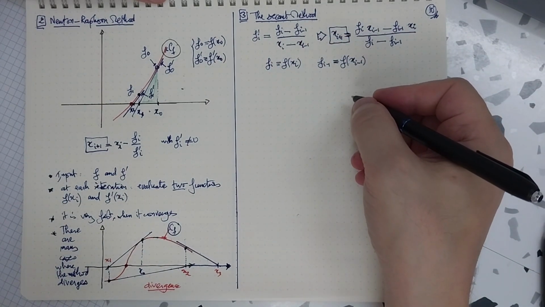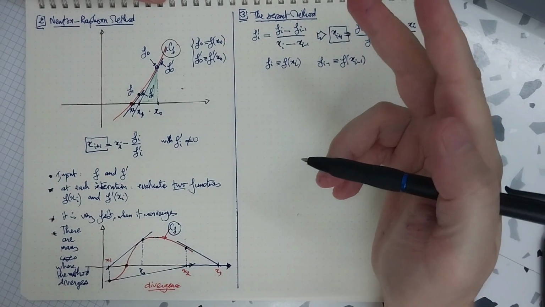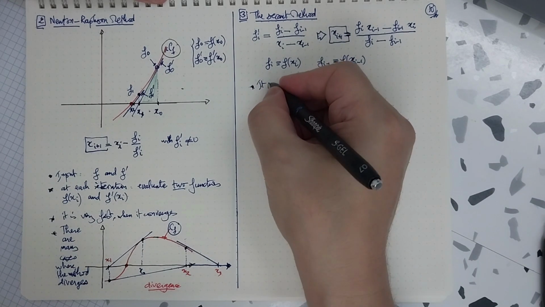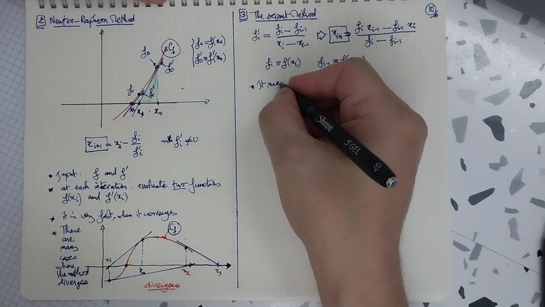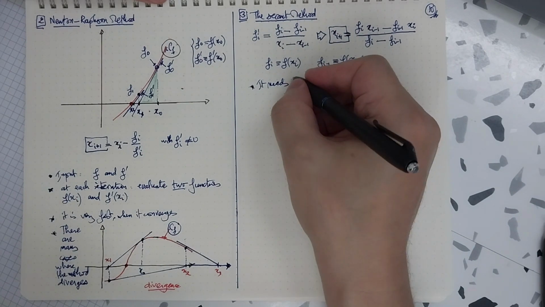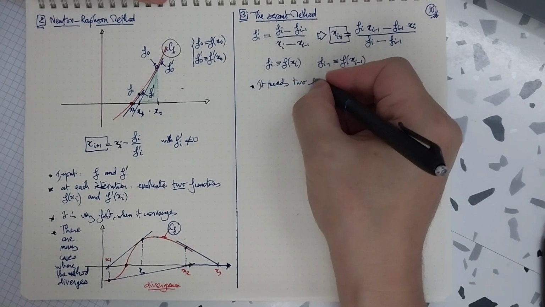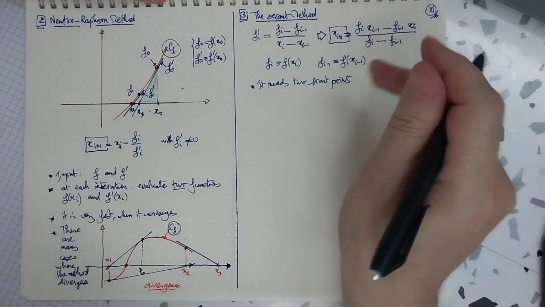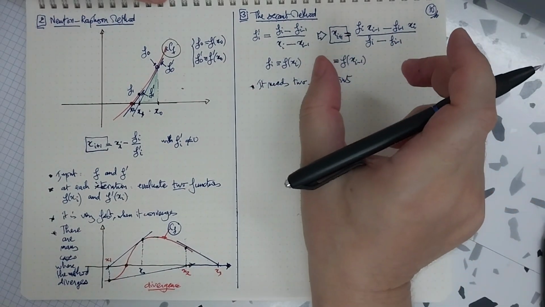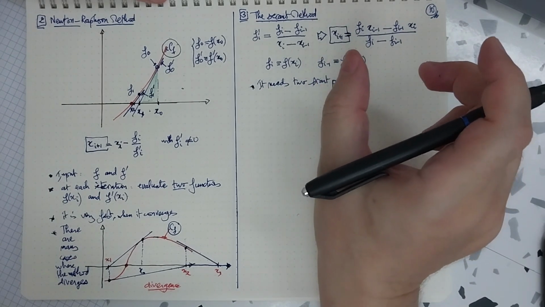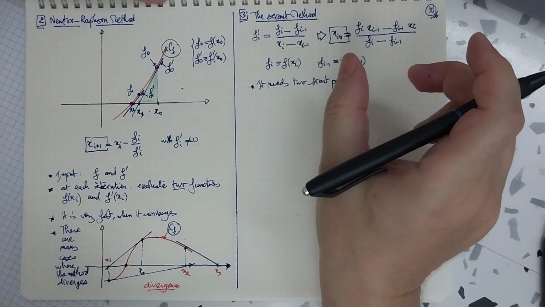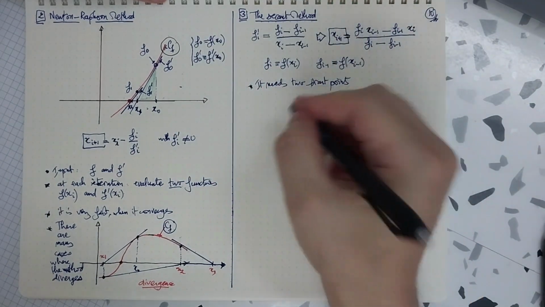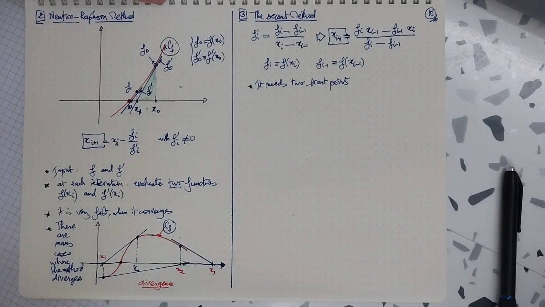And it needs two start points. It needs not one start point as the Newton-Raphson method. It needs 2 start points, any start points close to the solution. We can also take them as the end points of the interval bracketing the solution. We can also do that, but it's not a bracketing method. So let's see that through an example quickly.